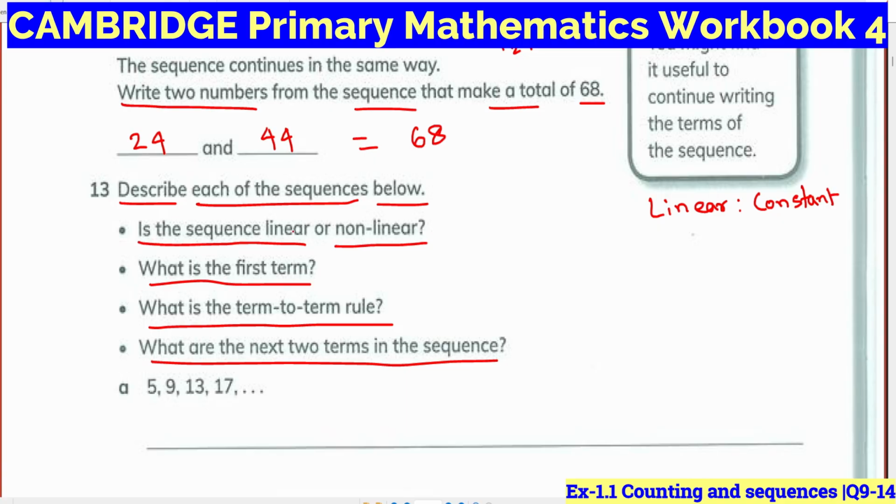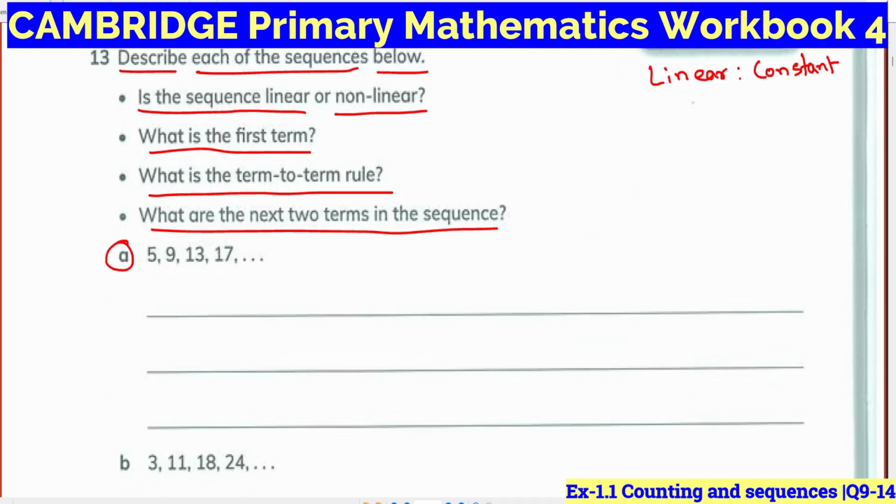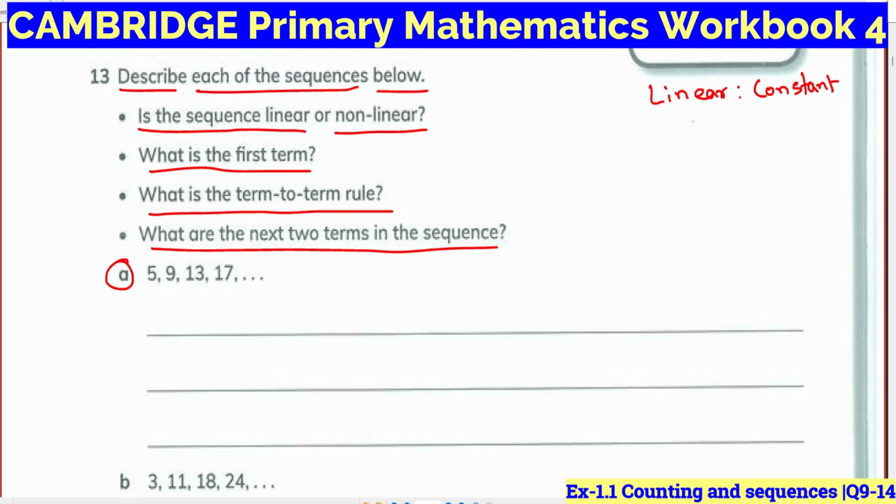So is the sequence linear or non-linear? First off, this is number 5, part A. Now we are checking. First, is it linear or non-linear? 5, then 9. It means we are adding 4. 9 to 13, again adding 4. 13 to 17, adding 4. So this is linear.